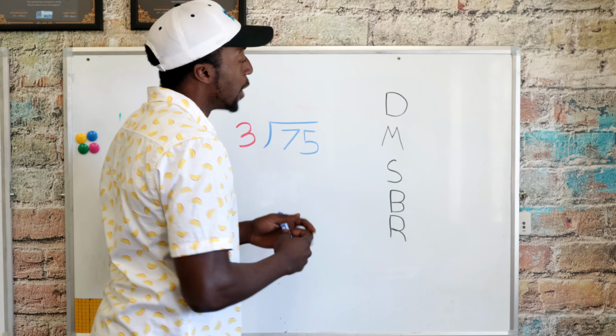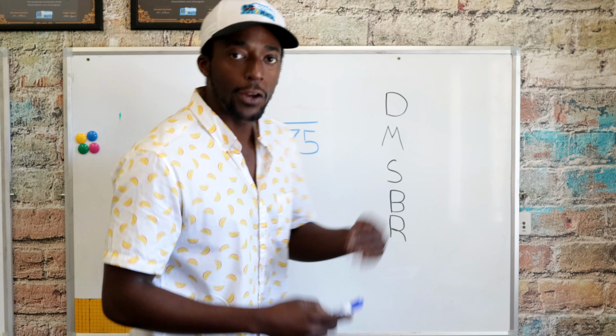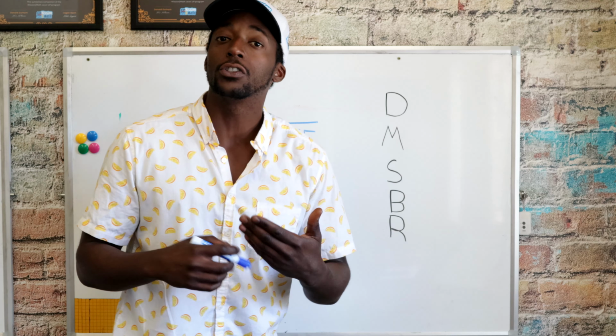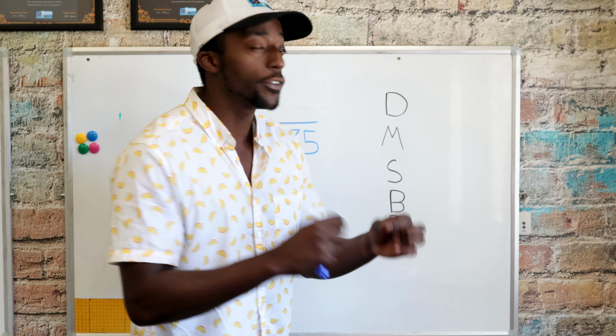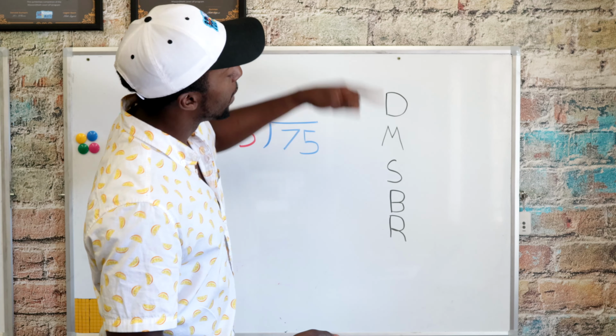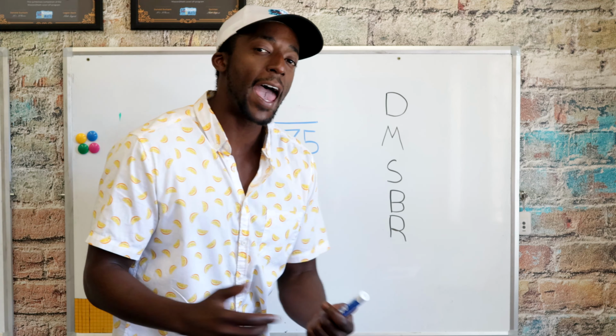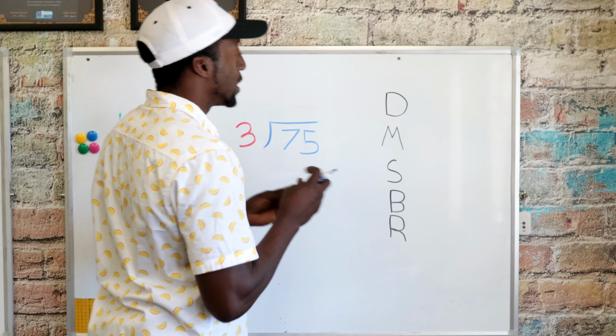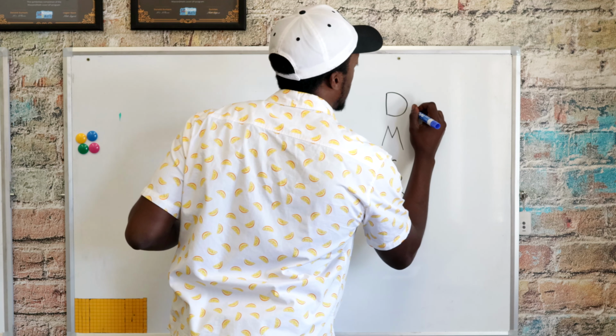Let's get it. So we have a few different letters, right? An order that's going to help us remember how to do this long division, right? You should see this on your mission launch as well. You have D, M, S, B, R. This is going to be an acronym to help us remember what steps to do. So let's first go through what these letters mean.